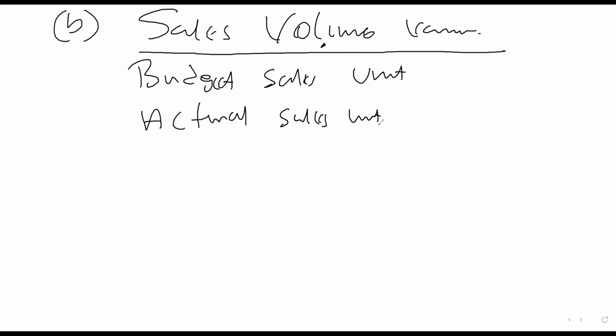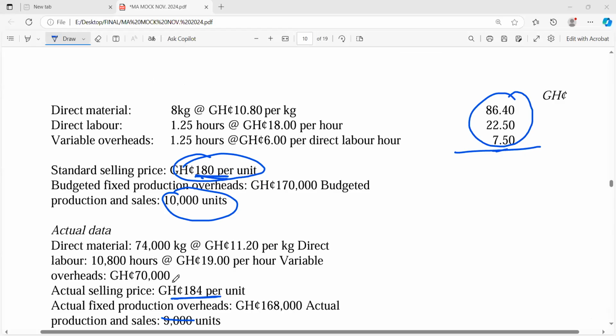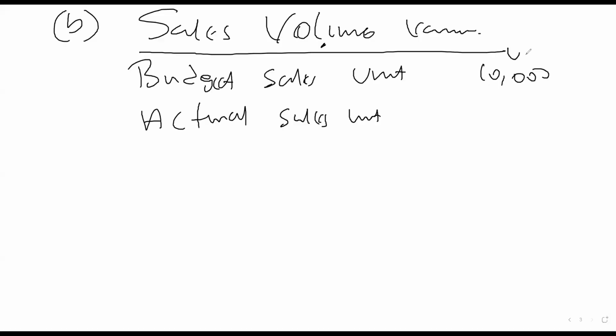What is the budgeted sales unit? Budgeted sales unit is what? 10,000. Actual sales unit is what? 9,000. So 10,000 here, then here will be 9,000. What's the difference? 1,000. Adverse or favorable? Adverse. Adverse, right? Yeah.